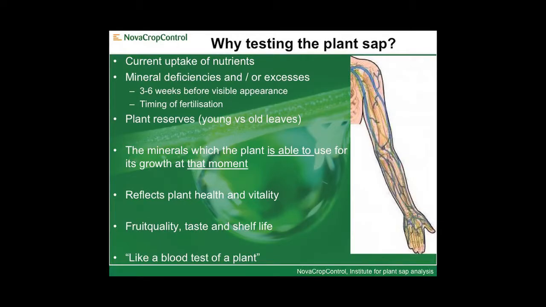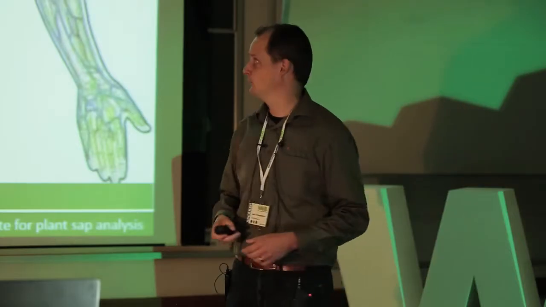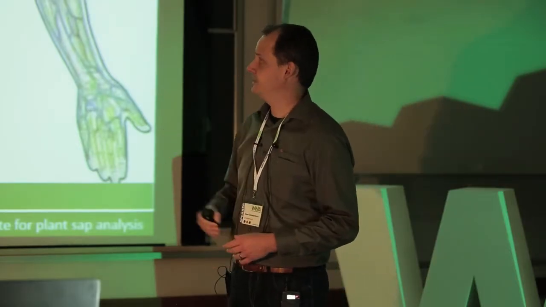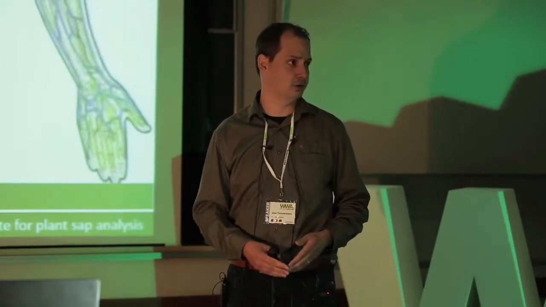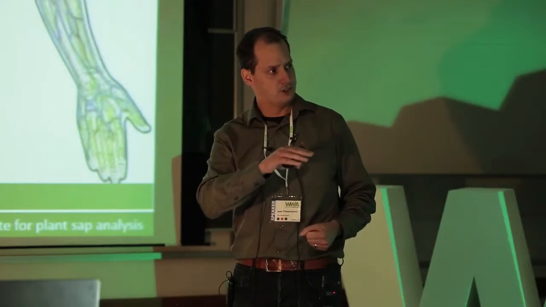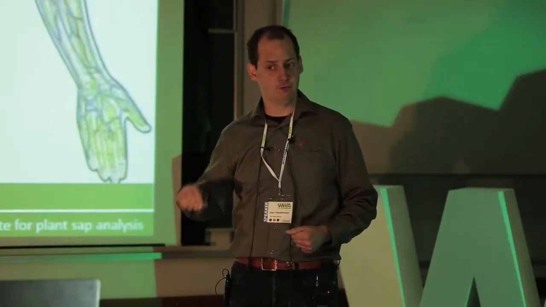So it's a current uptake of nutrients. We see mineral deficiencies or excesses about 3 to 6 weeks before they're visible to the human eye normally. And that's a handy tool for timing of fertilisation, of course. Once we see those levels in the SAP testing dropping, you have enough time to apply some extra, whichever element it is.